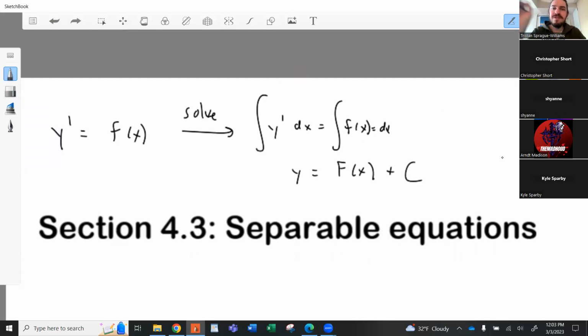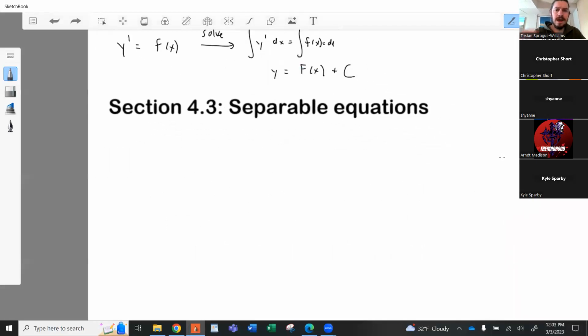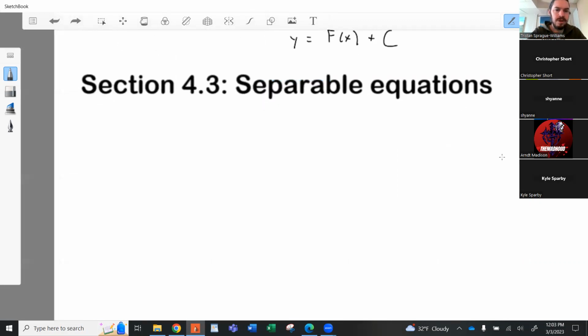So this is the simplest type of differential equation, but those really simple ones aren't as common. One of the most common types of differential equations we see in applications like physics, engineering, chemistry, other places, is a type of differential equation called a separable equation. So let's look at the format of a separable equation.